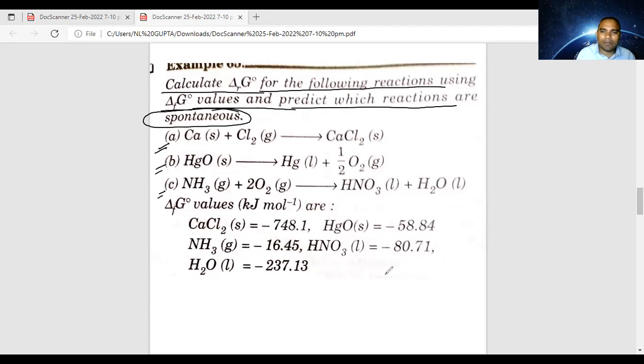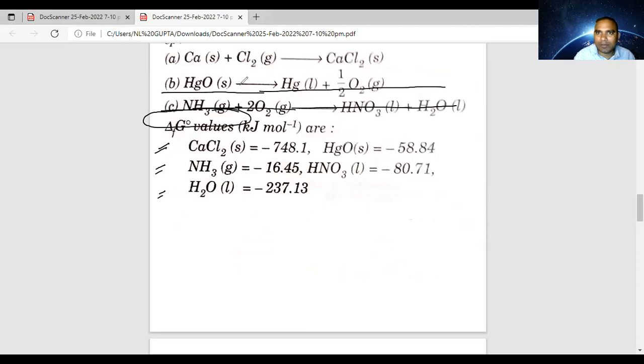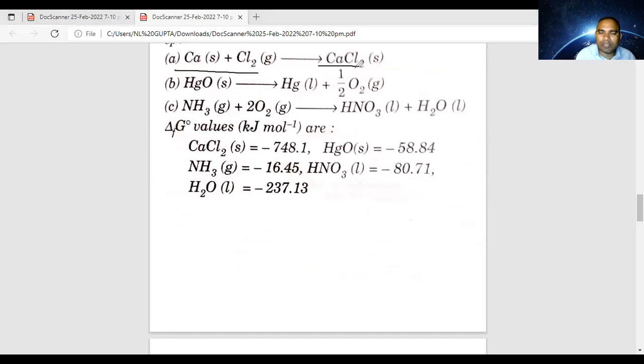Suppose I am doing one problem, let's try to do at least one problem. Another you do by yourself. So let's see the first one. What they are saying here is calcium reacting with Cl2, giving CaCl2. So how can we calculate delta G naught of the reaction? It is delta Fg naught of products minus delta Fg naught of reactants.